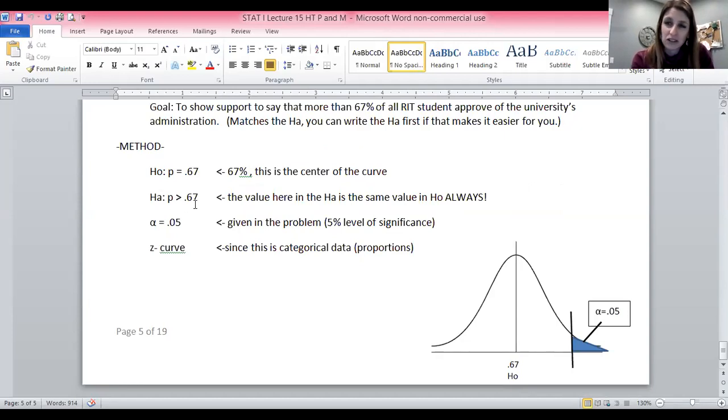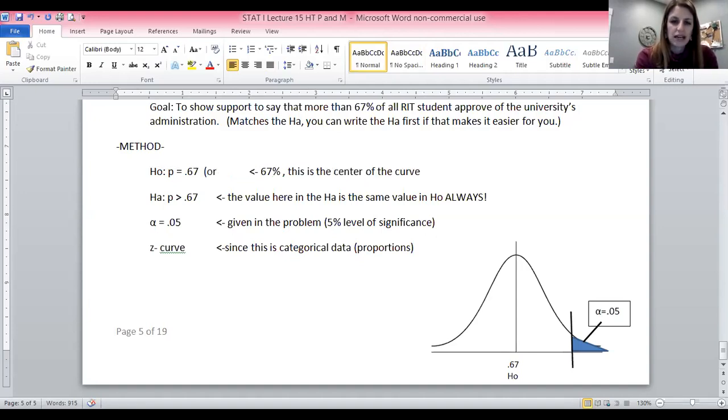Now my null, I'm going to either write it as exactly opposite or I'm going to leave the equals, or put the equals in there. So my null, I have P is equal to 0.67, or I'm going to put in parentheses here, or we can write it as P is less than or equal to that 0.67. So there's two ways I can write that one. Either one works. It does not matter to me, okay?